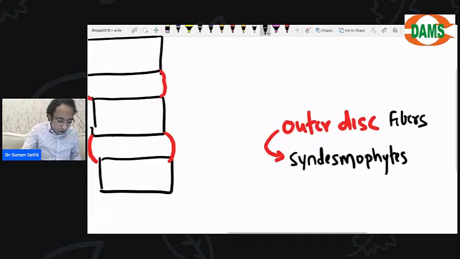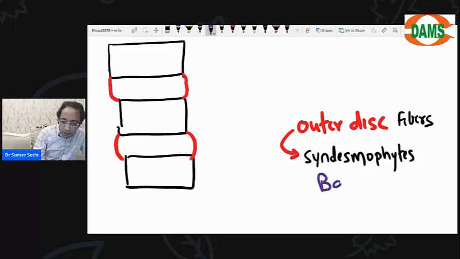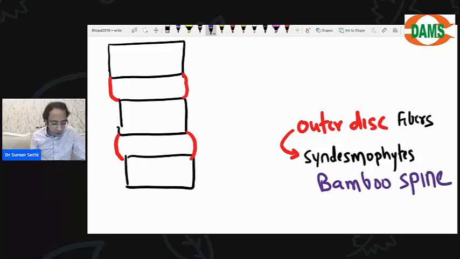Okay. Now, any one of you, please see this X-ray and tell me. Think of it and answer. ये क्या बन जाएगा? This is what is called as bamboo spine. Okay, now are you clear? This is what you might have studied or heard of in your pathology and other subjects. This is what is called bamboo spine, syndesmophyte.